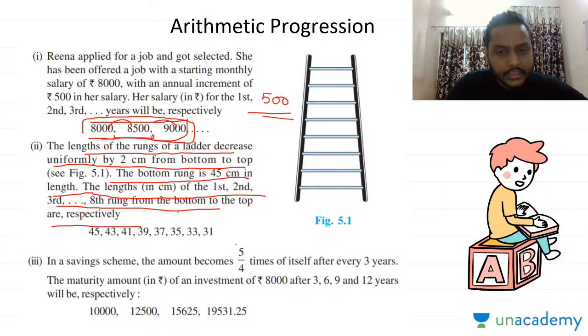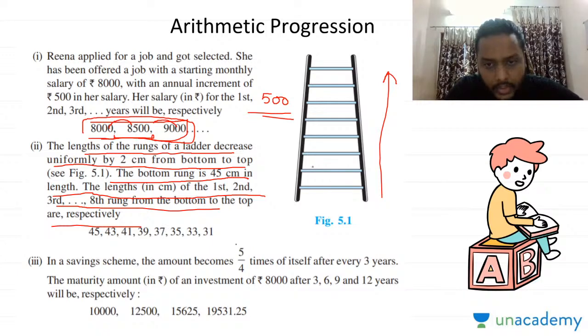So what we are doing guys, I am going from bottom to top, okay? I am going from bottom to top in this ladder, and these are what we call rungs. This is your rung. This is your rung, okay? This is your rung. So the length of this rung is decreasing as you move from bottom to up.